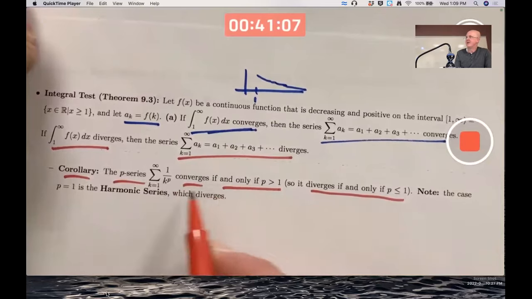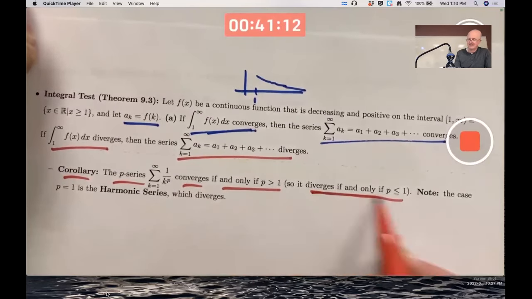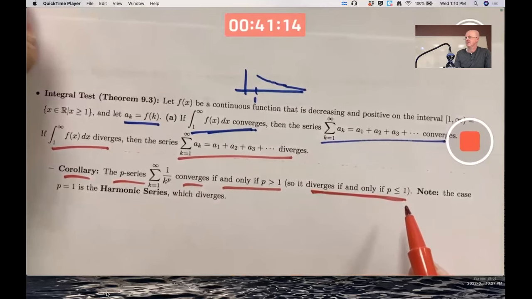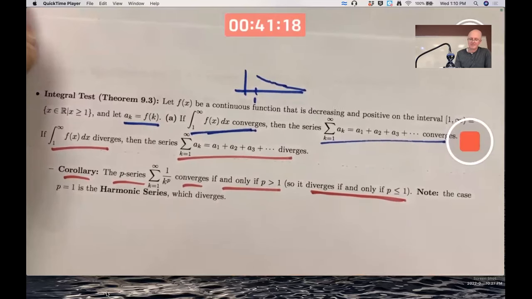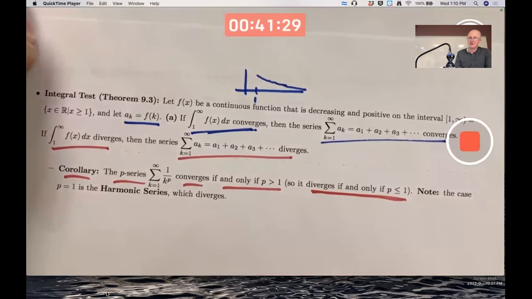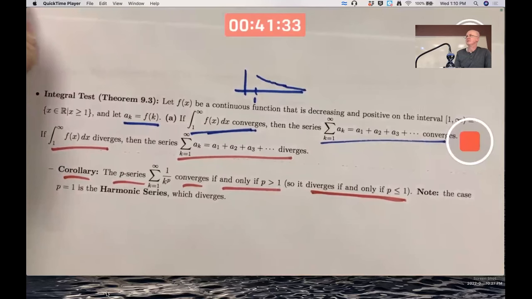By essentially taking the contrapositive of both of those implications, we get this if and only if. It diverges if and only if p is less than or equal to 1. Diverging is the negation of converging. p being less than or equal to 1 is the negation of p being bigger than 1. When p is 1, it's called the harmonic series. We know that diverges. I have often put this kind of application on exam 2.